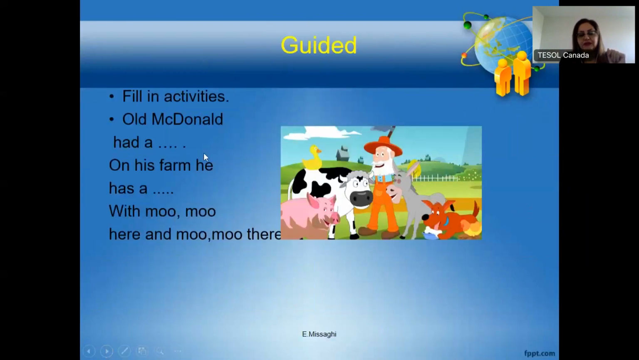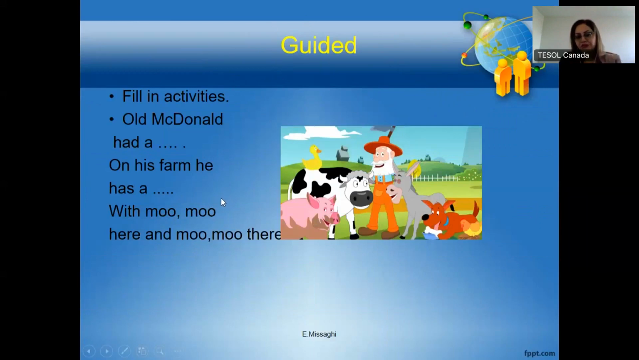Guided writing, like fill in the blanks. So it could be homework too. So you send them the audio and ask them to listen to the audio and fill in the blanks. So here it said, Old MacDonald had a farm. So they listen and put in farm.